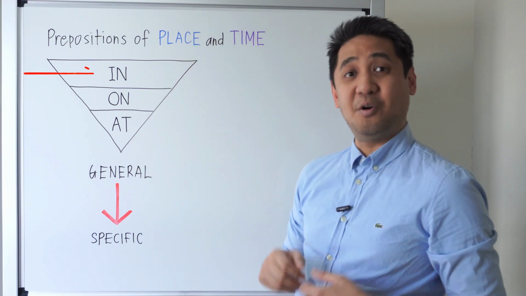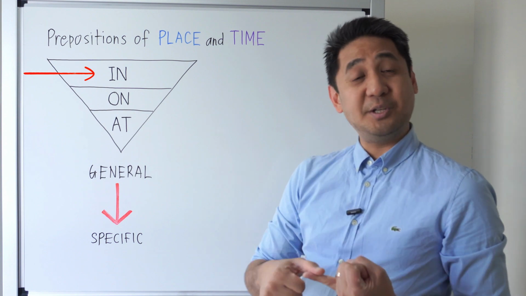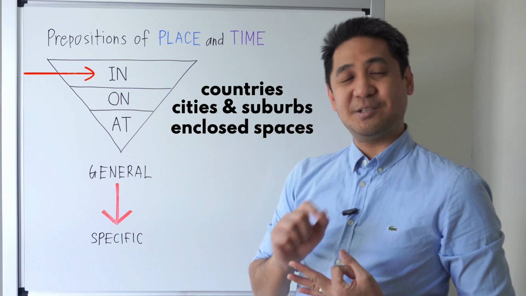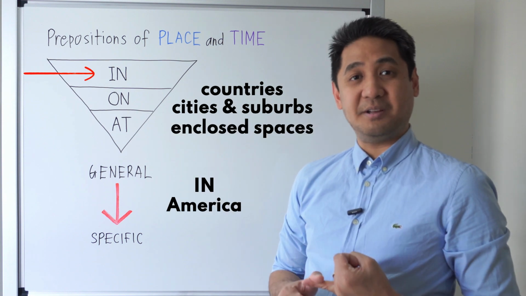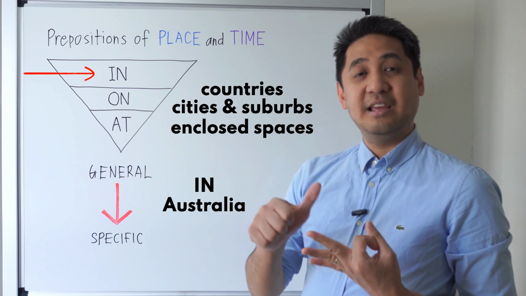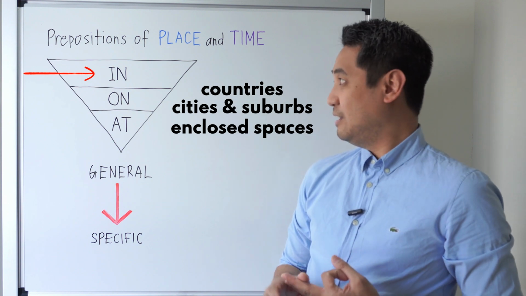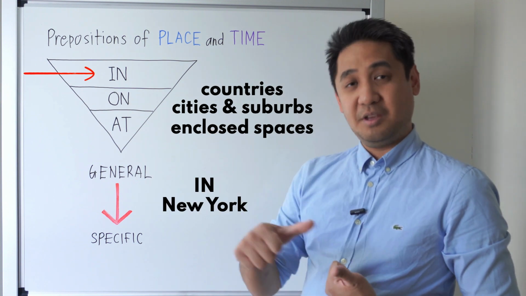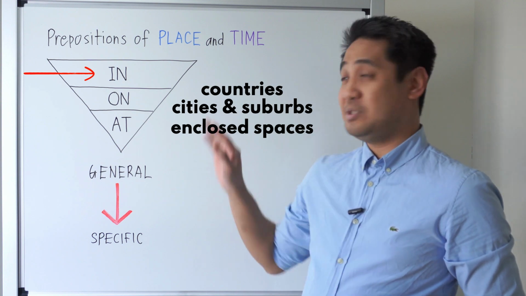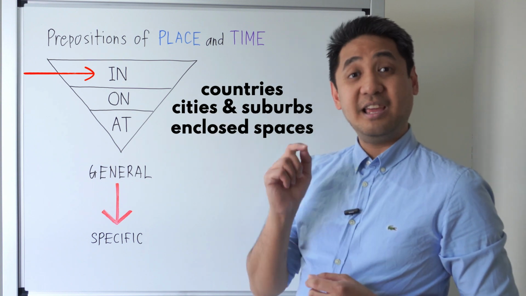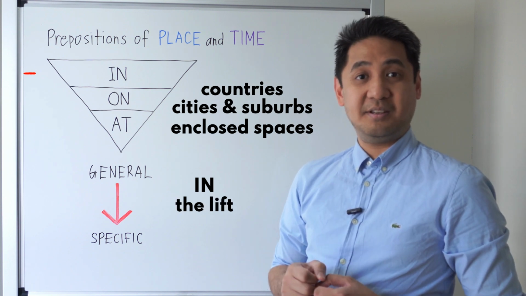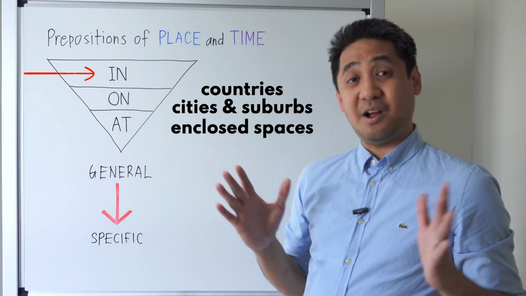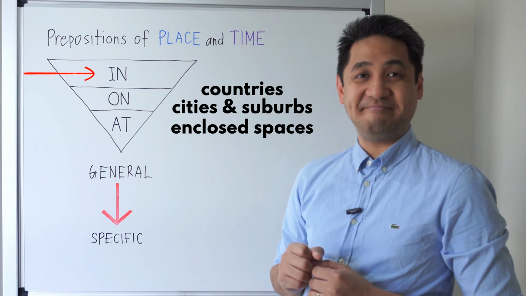You use in for prepositions of place, particularly for countries, cities and suburbs, and some enclosed spaces. Here are some examples. In America, in Australia, in Africa. You can also use in for cities and suburbs. In New York, in Brisbane. You can also use in for some enclosed spaces. In a car, in the lift, in my room, in an office. All of these are enclosed spaces. That's when you use in.